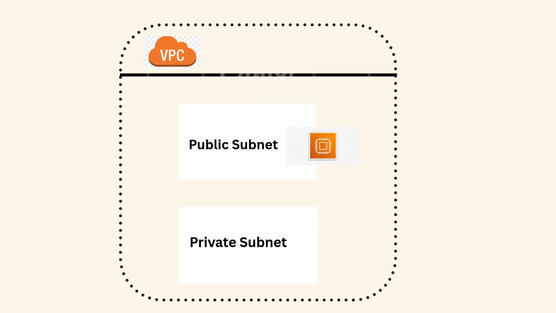Say for example, if you have an EC2 instance in a public subnet, it has access to the internet. But if you have an EC2 instance in a private subnet, it won't have access to the internet, due to security reasons and because it is private.